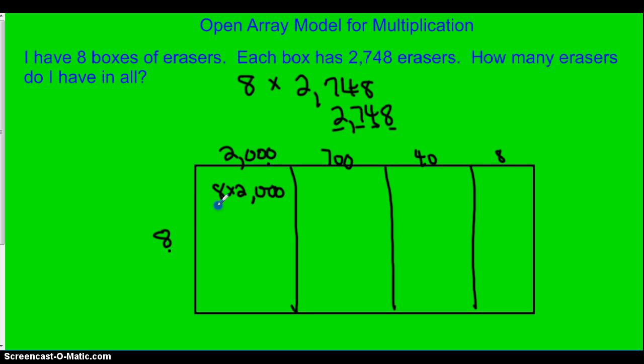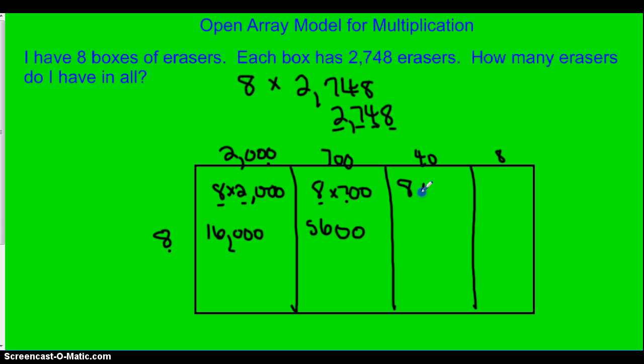Okay, we know that multiplying by multiples of ten is easy. 8 times 2 is 16, and I have 1, 2, 3 zeros in my factors. So 8 times 2,000 is 16,000. Here, this one would be 8 groups of 700. So 8 times 7 is 56. And I have 2 zeros, so 8 times 700 is 5,600.